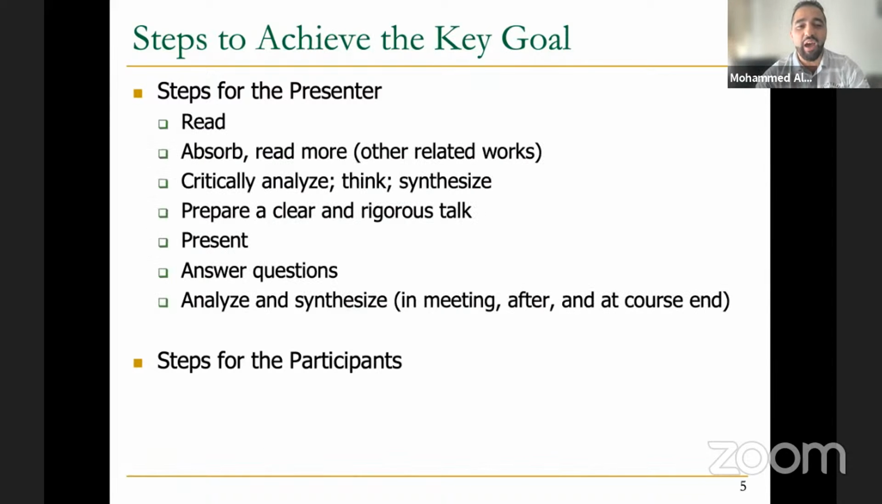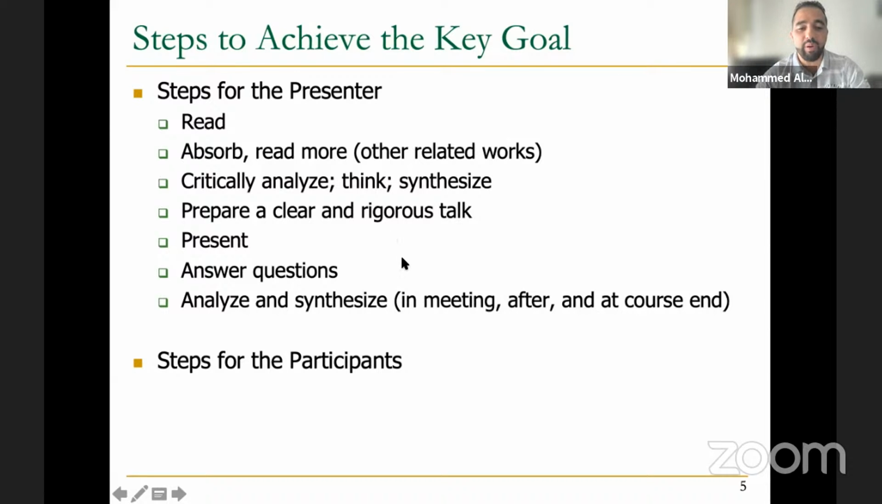All right, so after you analyze the paper and you discuss it with your mentors, so you need to present it and answer some questions. So we have discussion during your presentation and after the presentation, and you need to do some analysis and the synthesis in a meeting, after the meeting, and at the course end.